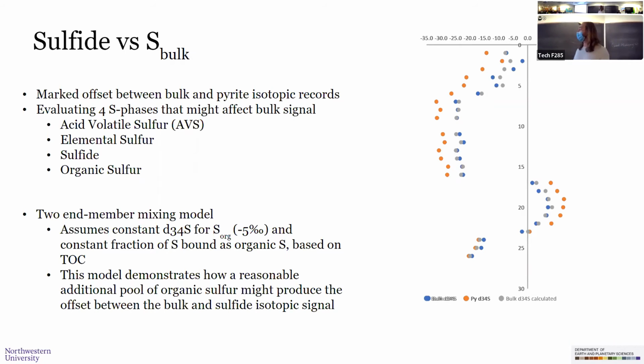But with a simple two-end-member mixing model, say if organic sulfur is also playing a role in this story, if we just keep a steady -5 per mil for organic sulfur and base its influence on the TOC percentage for each sample, that way we assume that the organic sulfur is tied in with the TOC. We see that we can come really close to replicating the blue, which is the bulk record, by adding that into the pyrite, right? So if we put those together, there is a way out of this offset, basically.